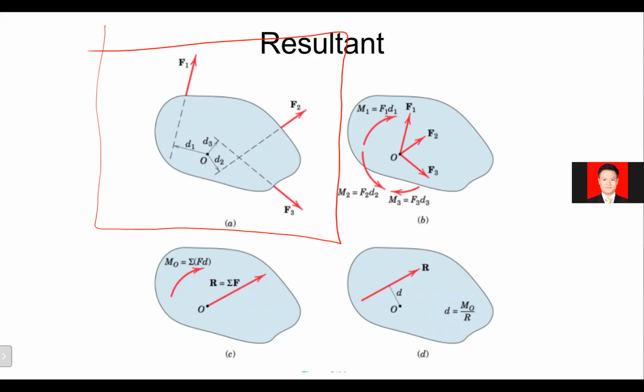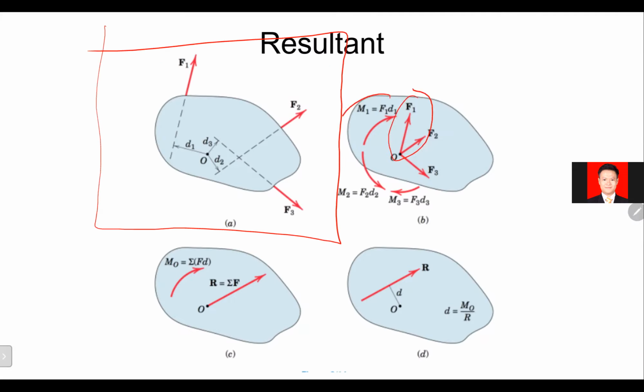Yes, sir. Then at point O, because everything is already moved to point O, I can sum everything there. That's the easiest thing to do actually. So the first thing that we're supposed to do is to move F1 to point O. By moving F1 to point O, let's take a look at figure B, we get F1 plus a moment. The moment is F1 multiplied by D1, where D1 here is the perpendicular distance from F1 to point O.